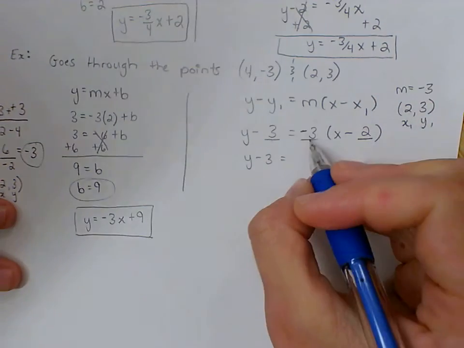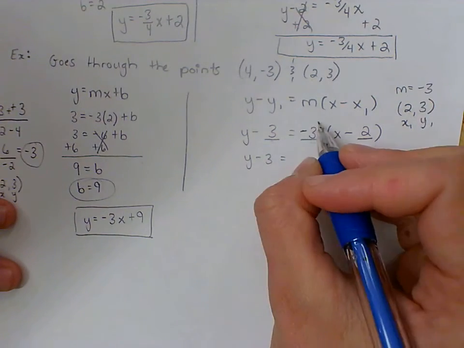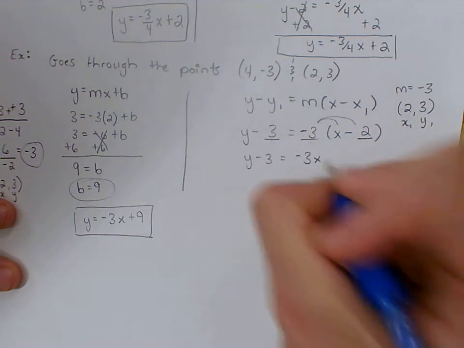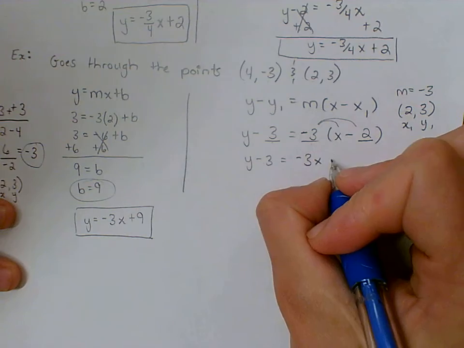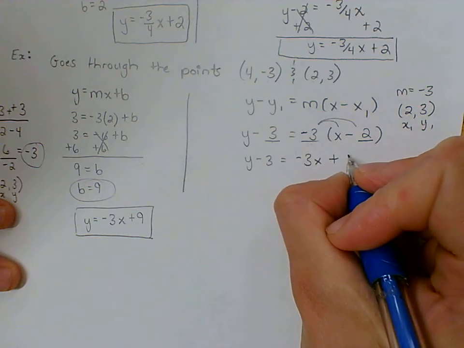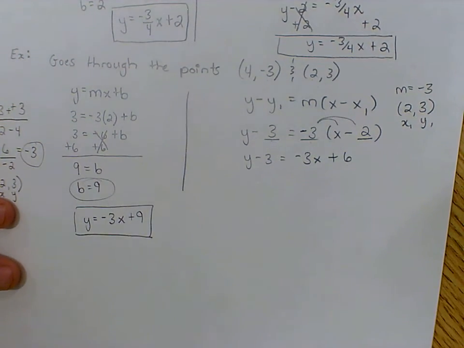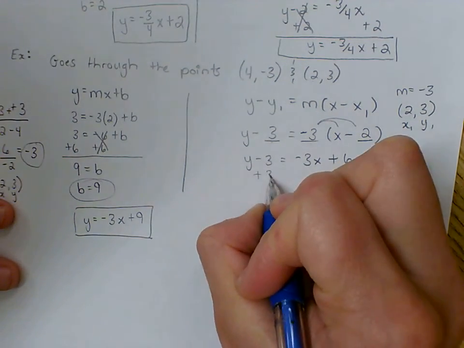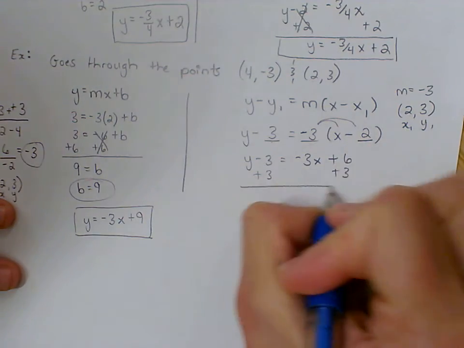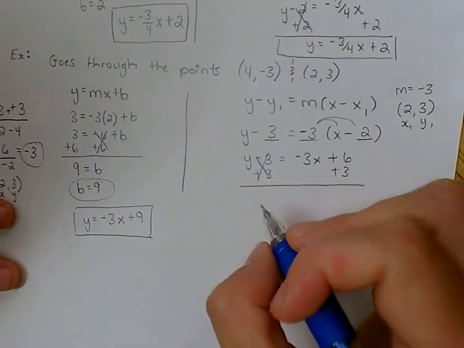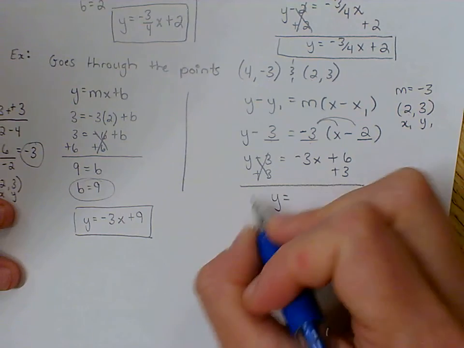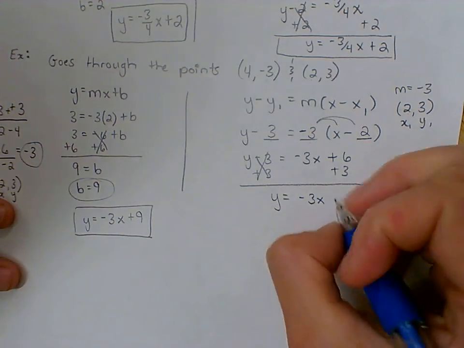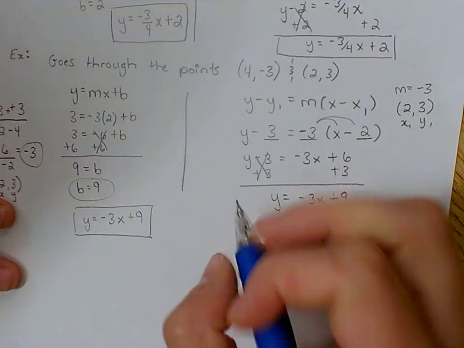So on this side, I have negative 3 times this, so I have to distribute my negative 3. So negative 3 times x is negative 3x. Negative 3 times negative 2. Negative times a negative is a positive, and then the 6 will come down, or 3 times 2 is 6. And then from there, I got to get the y by itself, so I'm going to add 3 to both sides. So negative 3 plus 3 is 0, so that goes away, and you're left with y. And then I have negative 3x comes down, and then 6 plus 3 is 9.